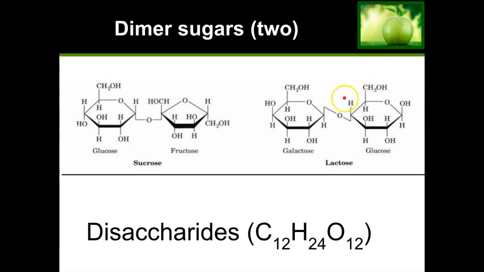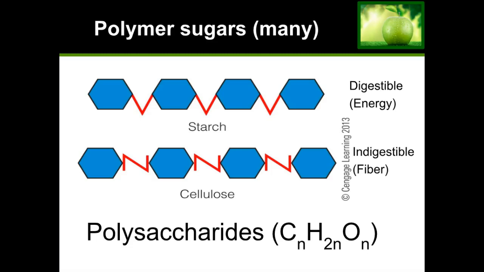So dimers of two sugars, disaccharides, all have the formula C12H24O12. Next, the polymeric sugars. I've illustrated here two types of polymeric sugars: starch, which is digestible by the human body and provides energy, and cellulose, which is indigestible and is in fact a fiber. Polysaccharides are many subunits of simple sugars joined together, and they have a CnH2nOn formula. Polysaccharides, poly meaning many.